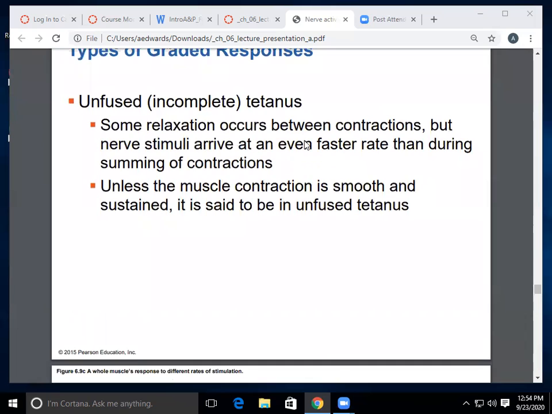All right, so we also have tetanus, and we're not talking about the disease tetanus. This is actually a term we use to describe muscle contraction in this case. It can be incomplete or unfused. That's one form. In here, you get some relaxation between the contractions, but you're getting nerve stimuli at an even faster rate than we saw during summation. Unless the contraction is smooth and sustained, we call this unfused or incomplete tetanus.